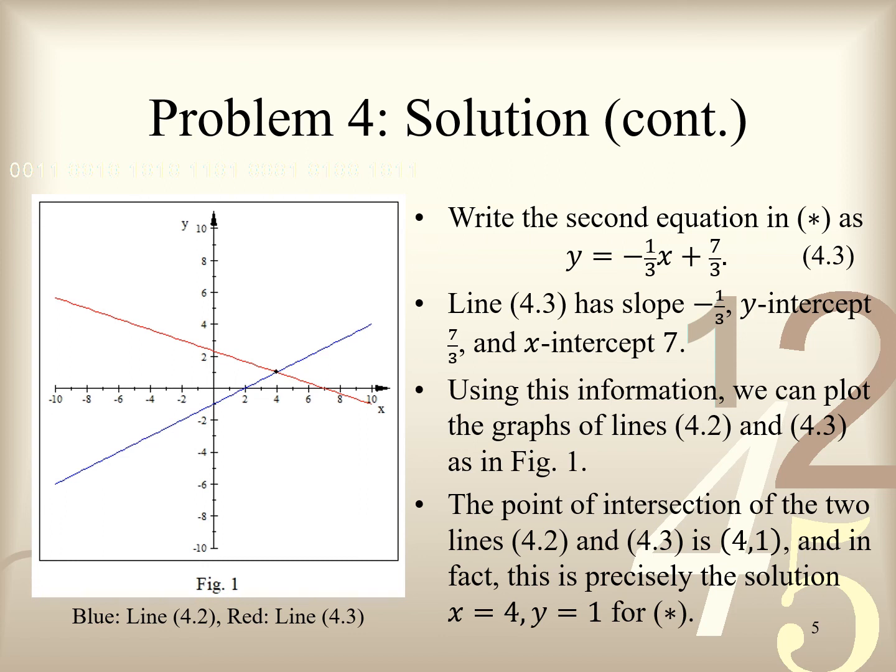Likewise, we can plot all points to the left of the y-intercept by vertically moving down 1 unit and horizontally left 2 units successively, between each point. Similar observations can be made in the construction of line 4.3.